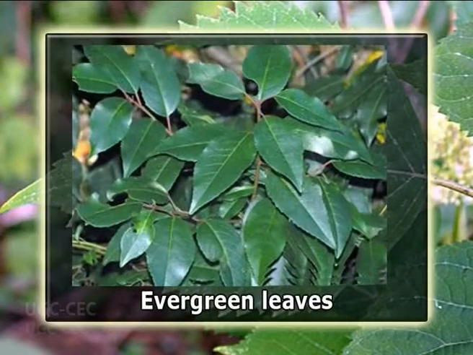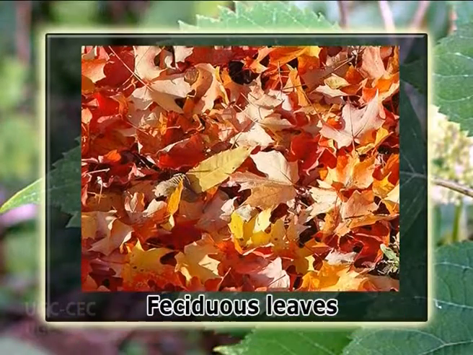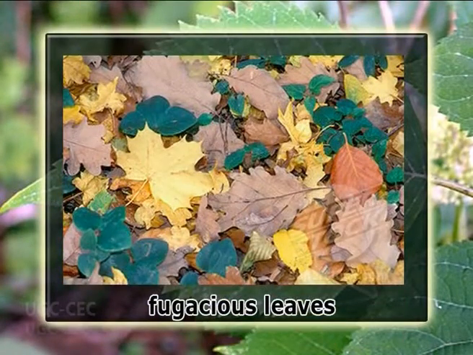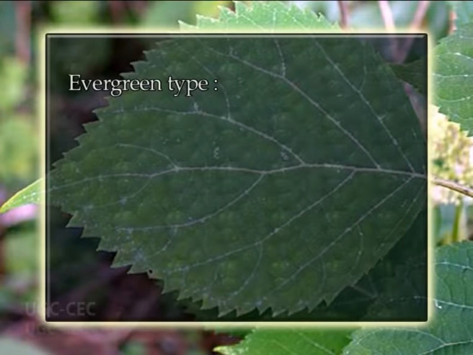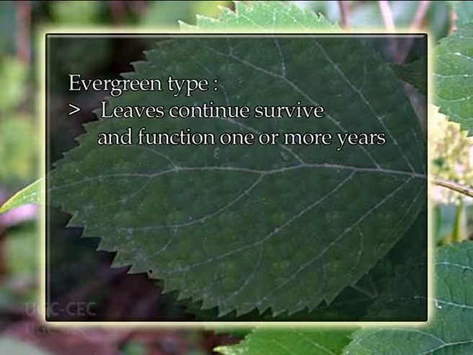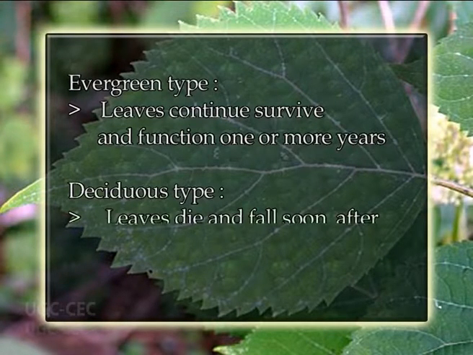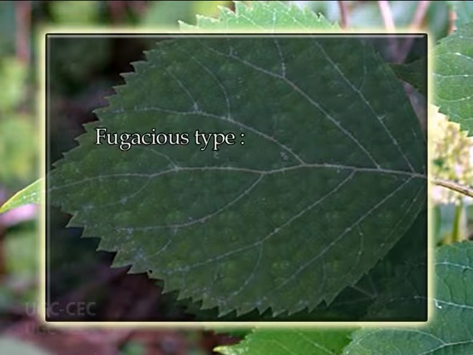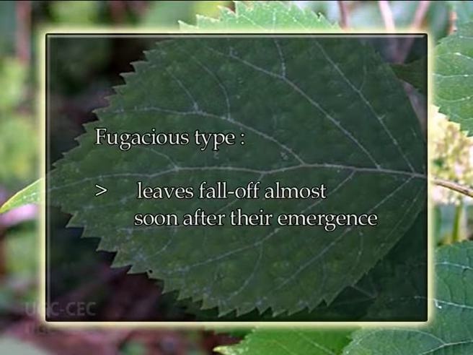Depending upon the duration, leaves are of evergreen, deciduous and fugaceous types. In evergreen type, the leaves continue to survive and function for one or more years. In deciduous type, the leaves die and fall soon after the growing season of the plant is over. In fugaceous type, the leaves fall off almost soon after their emergence.